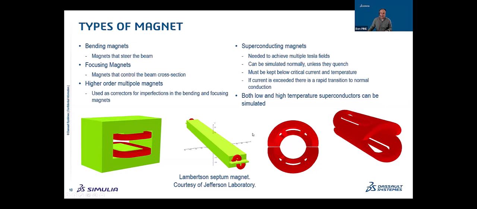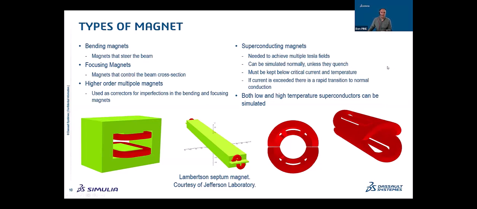As I said before, we also need to be able to simulate superconducting magnets. These are needed to achieve multiple Tesla fields. So a steel-dominated magnet can really saturate not far above 2 Tesla, whereas the LHC magnets I showed earlier are designed to run at 7 Tesla. And new generations of superconducting magnet can go up to 10s, 20s, or higher Tesla fields.